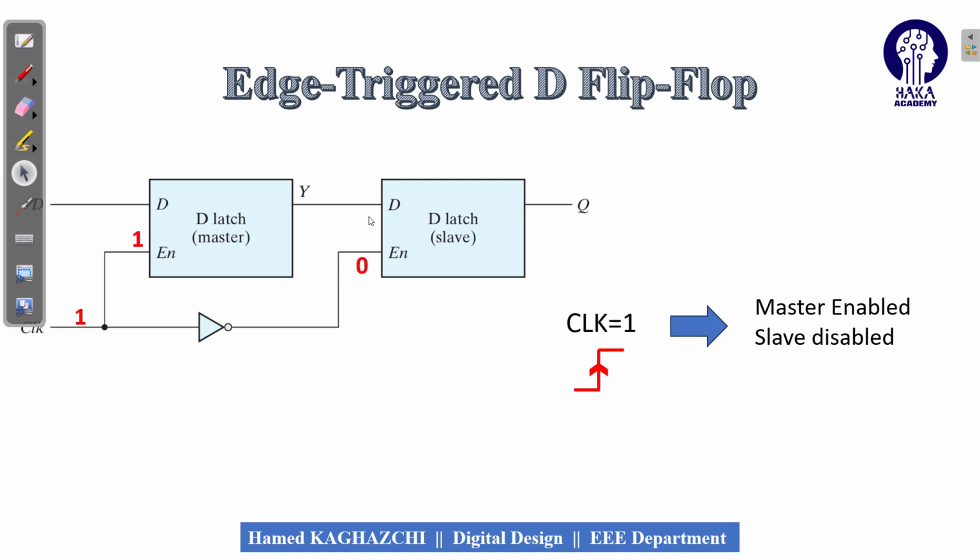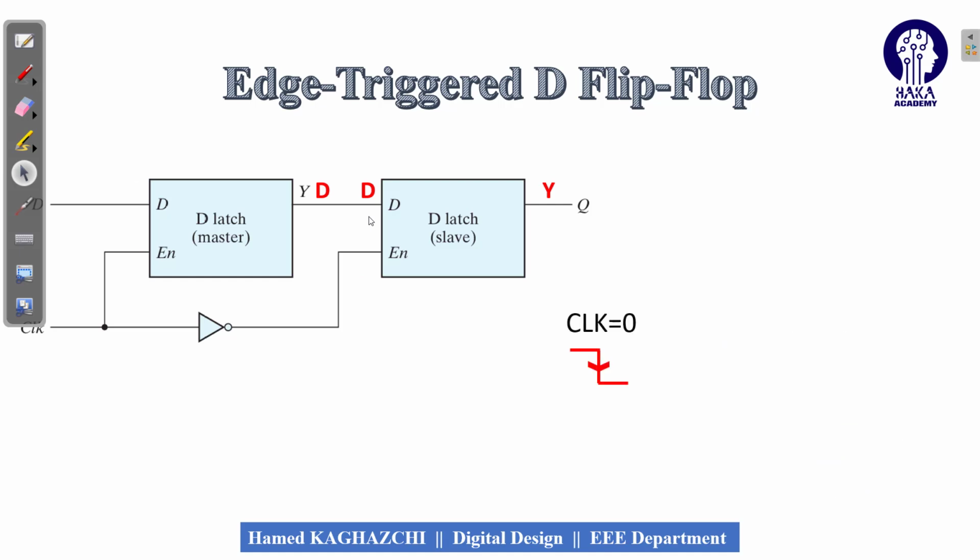So what does it mean? It means that the D from the input comes to the input of the master D latch and its output will be equal to D. And this D will move to the input of the slave latch. But the output will not be D, because the slave latch is disabled. So the output of the slave latch is the previous value of the slave latch, that was Y. So it means that any change cannot affect the Q, and Q is equal to Y.